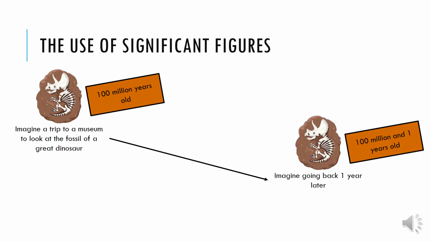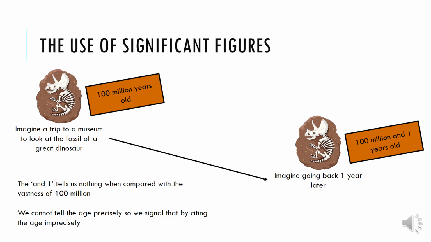Now let's imagine that we return to that exact same museum to have a look at that same fossil exactly 1 year later, but now there is a plaque next to the fossil which says that it is 100,000,001 years old. Now, upon returning to the museum, that extra 1 tells us absolutely nothing when we compare it to the huge number of 100 million. And indeed, it is actually impossible for us to tell the age of something that precisely. So we can't cite it that precisely. We wouldn't ever say that's 100,000,001 years old. We'd simply say it's around about 100 million years old.